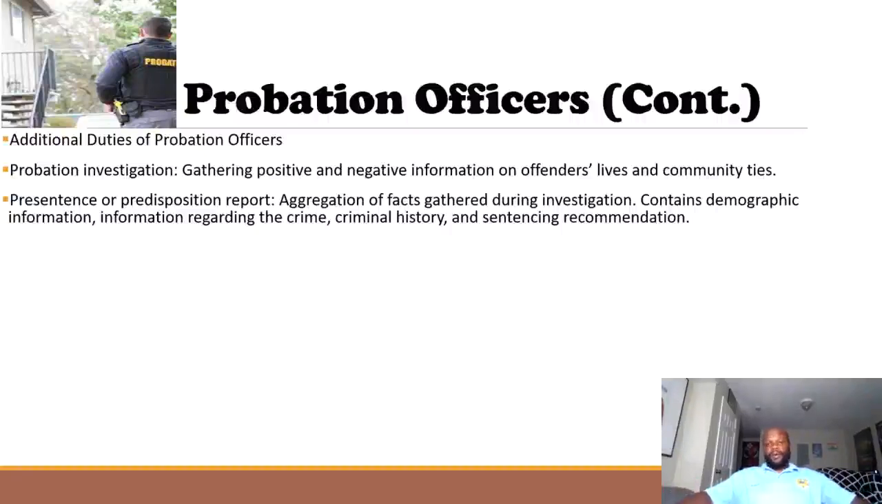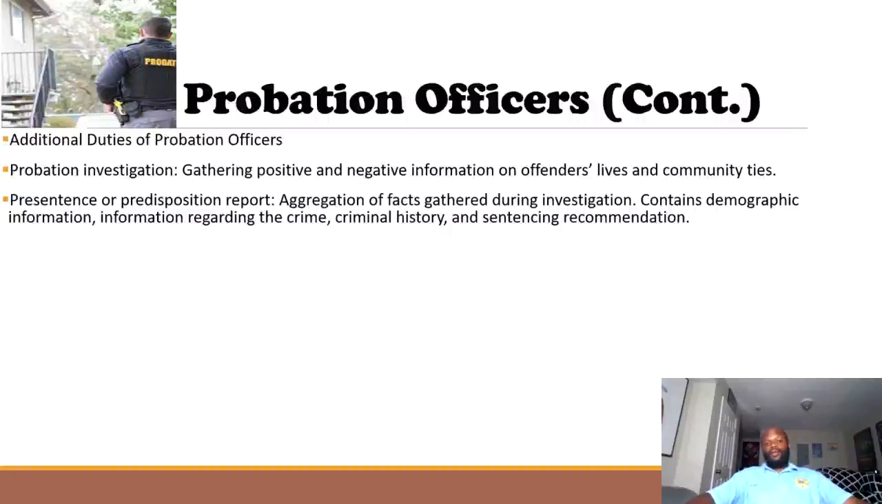These are both reports that are an aggregated group of facts gathered during the investigation. And so it'll have a lot of information, their history, their crime, their ties to the community, and then ultimately what the sentencing recommendation is. And I've written tons and tons of PDRs. I've written some PSIs as well. Again, these are topics that I'll cover in my juvenile class down the road.